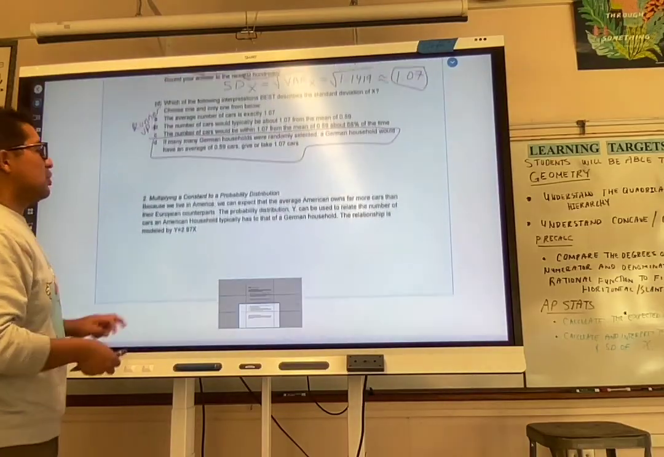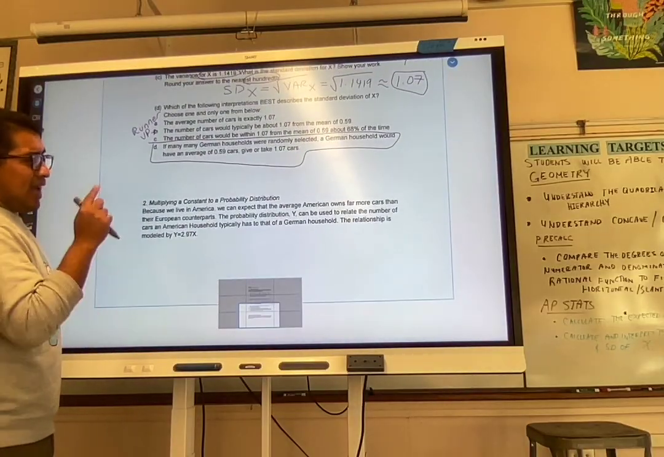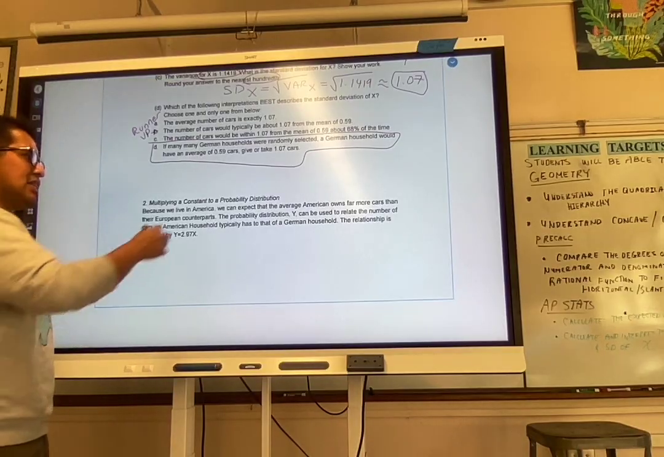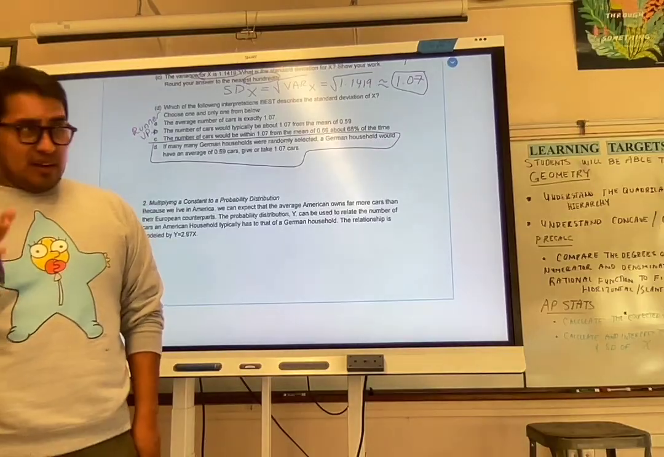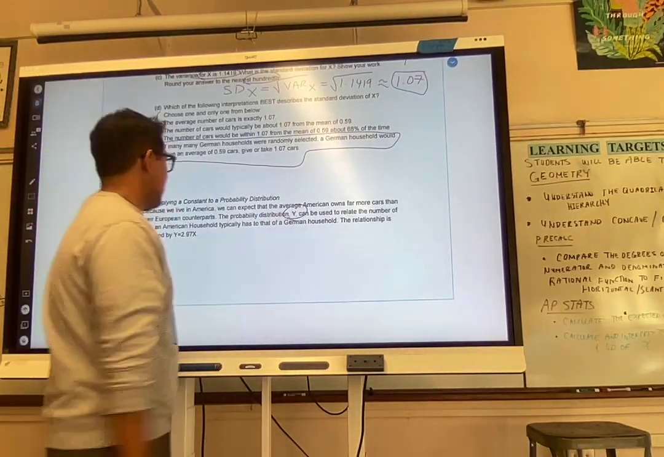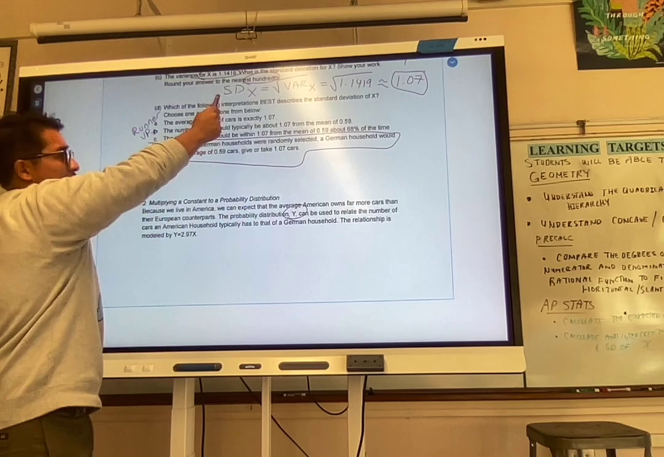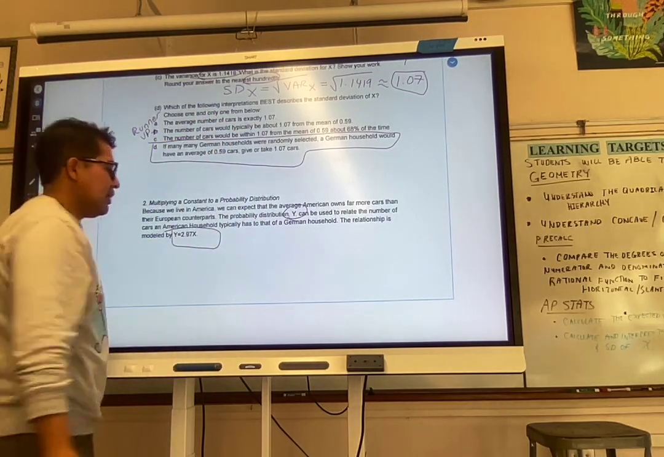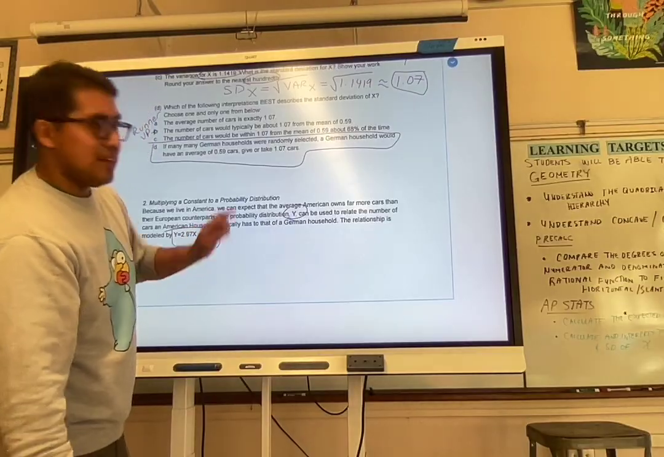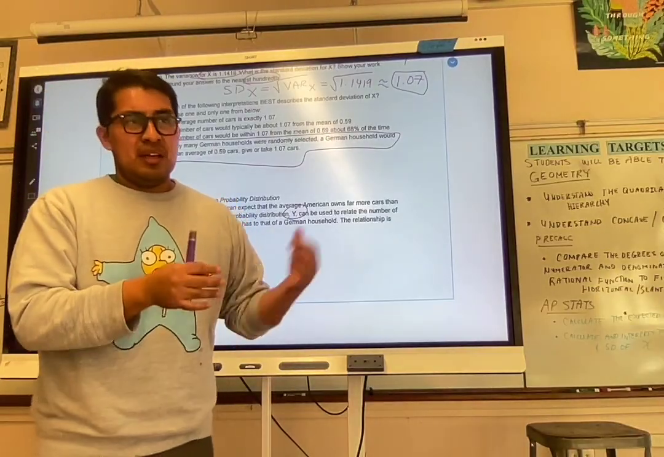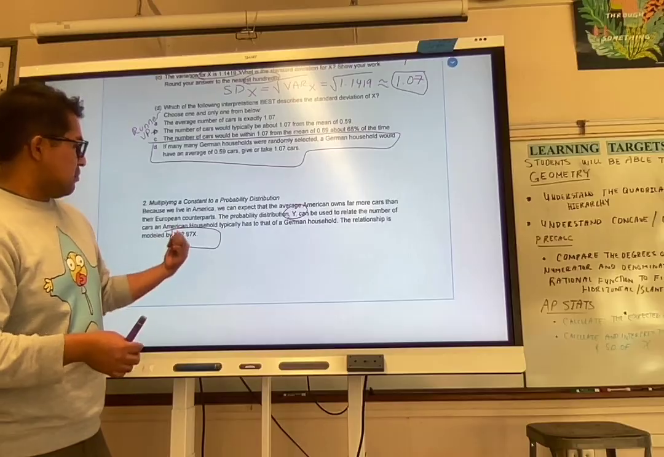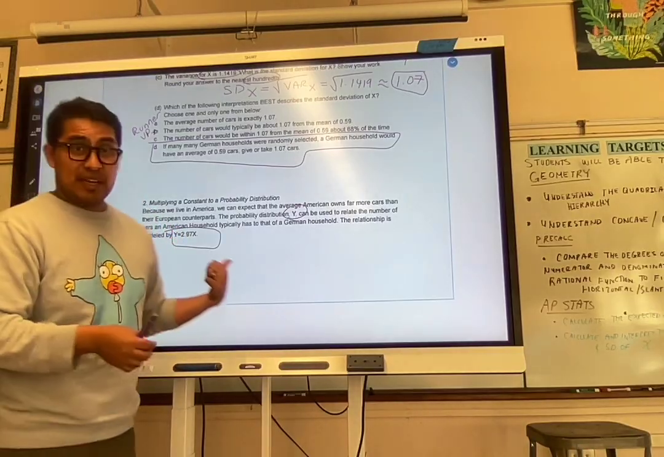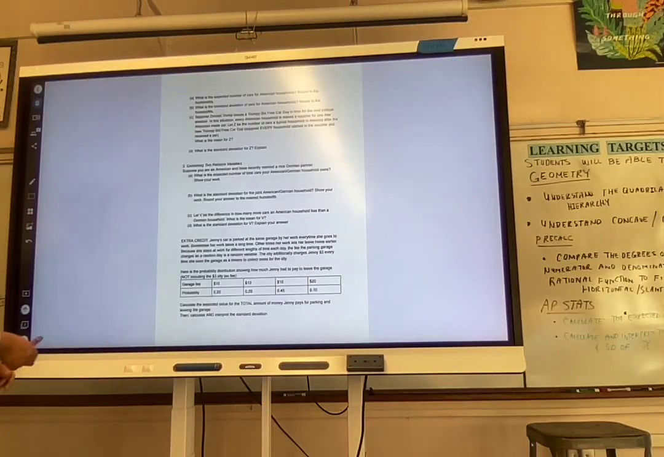Moving on, question 2. Because we live in America, we can expect that the average American household owns far more cars than their European counterparts. Let's call the number of cars that American households have big Y. The relationship between the German households that we just did in the first problem and the American households is given with this relation. Big Y is 2.97 times X. In other words, American households own almost 3 times as many cars as their German counterparts. Now let's get to the actual questions on the next page.